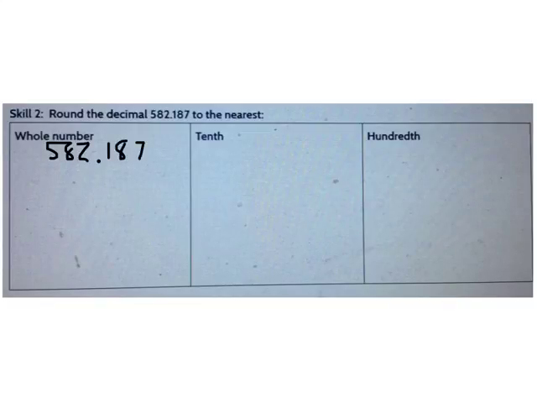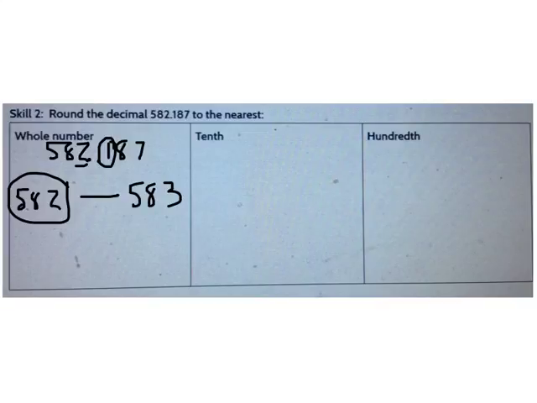Which digit is in the ones place? 2 is in the ones place. So this is between 582 and 583. Does the 1 tell me I'm closer to 582 or 583? This number rounds to 582.